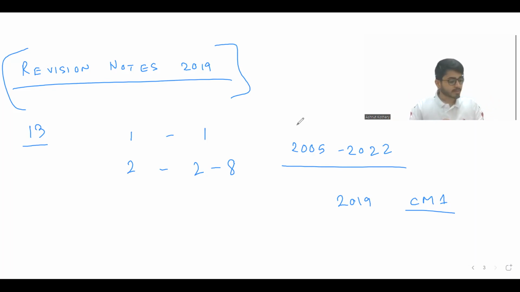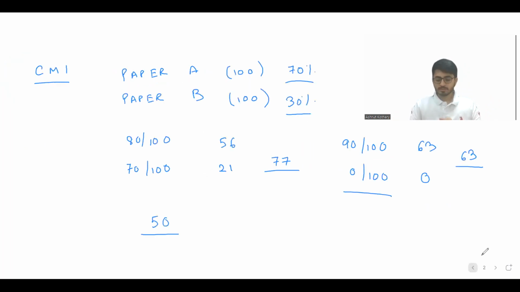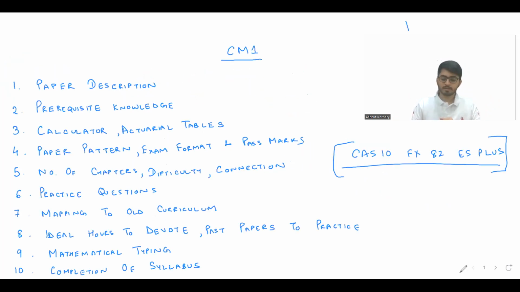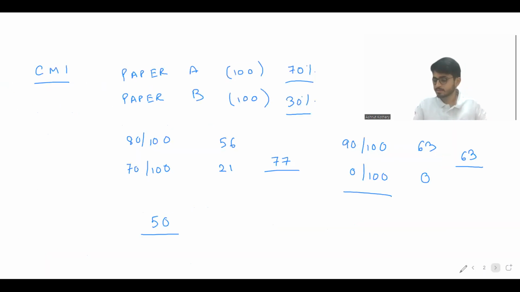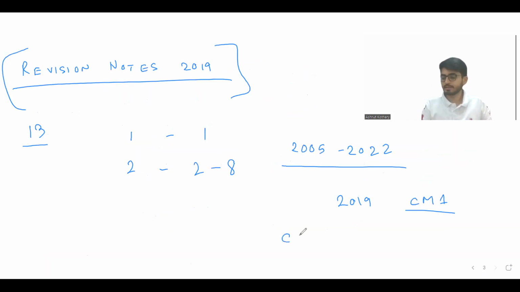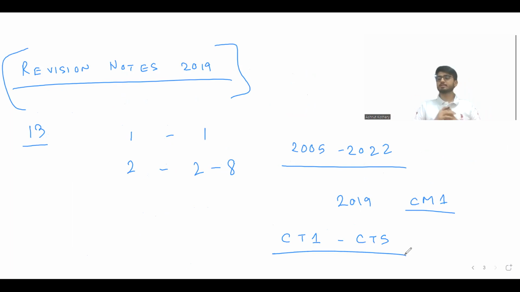So this was for the practice part. The next section is mapping to the old curriculum. CM1 basically consists of CT1 and CT5. Previous to 2019, we had something called the CT series. So we have most of the topics from CT1 and similarly most of the topics from CT5. Just to give you an idea which chapters belong to which particular paper.